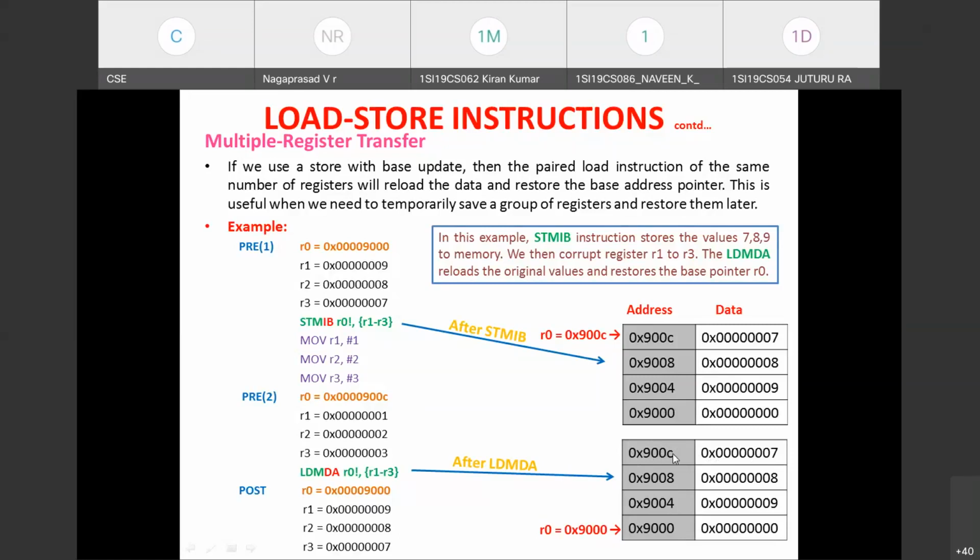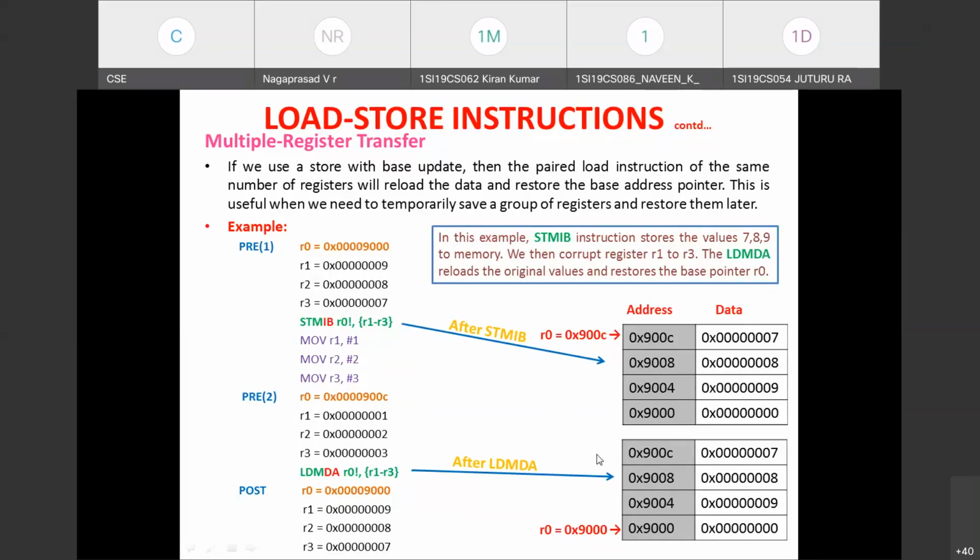900C, whatever the data you fetch from 900C, it will be stored in which register? We are moving from higher address to lower address, correct? To which register it will be stored? Decrement after is the addressing mode you are using for LDM.